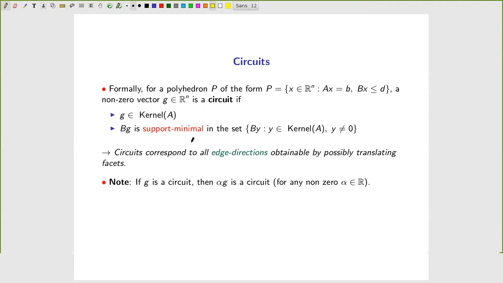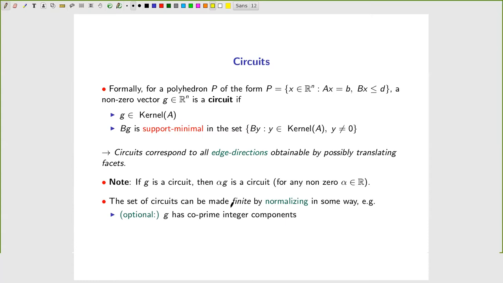So if you want, and actually this is the definition that we are going to use for most of this talk, you can say that, for example, you would only look at vectors G that have co-prime integer components. You can prove that if you do that, or you can normalize it by any norm, then the set of circuits becomes a finite set. And the reason is that, again, you can prove that if two circuits have the same support, then they basically have to be the same circuit up to scaling.